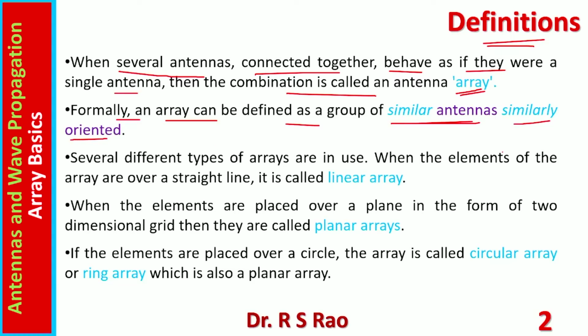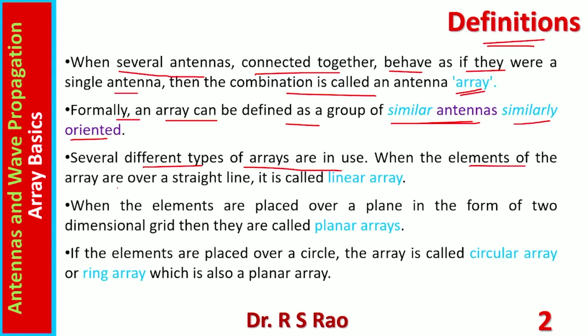This is the formal, meaningful, scientific definition. Similar antennas: when the pattern is similar, the antennas are called similar antennas. Similarly oriented means they are looking towards a point which is far away from the antennas. Several different types of arrays are in use.